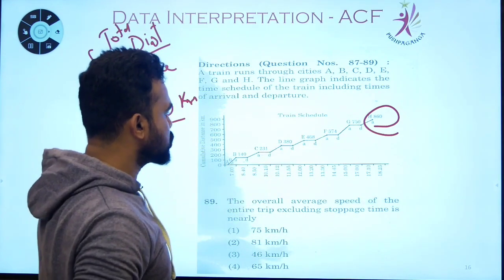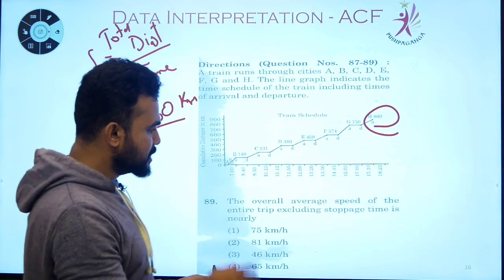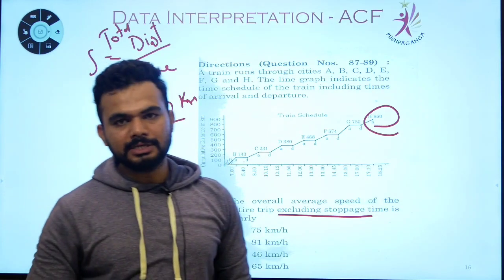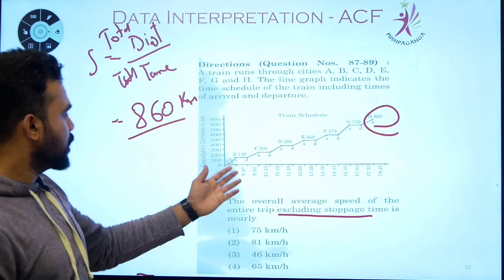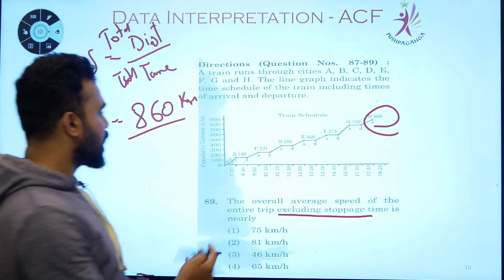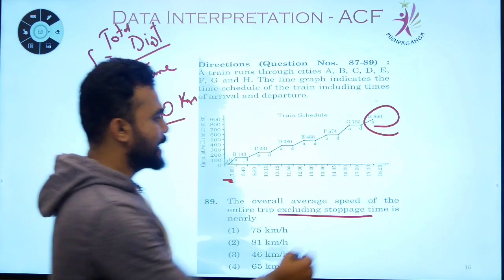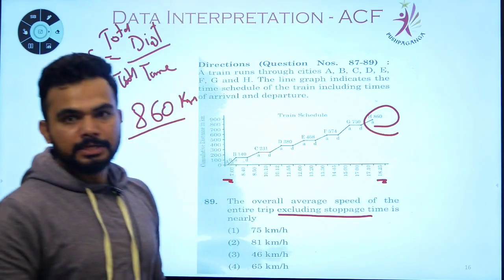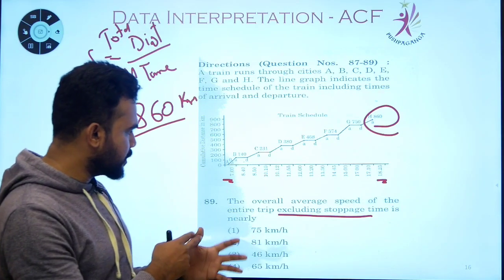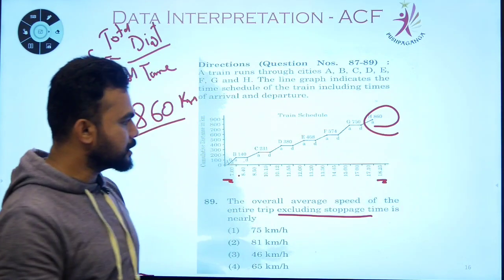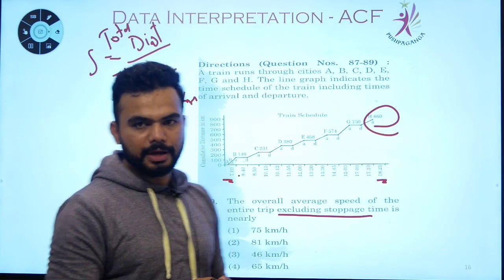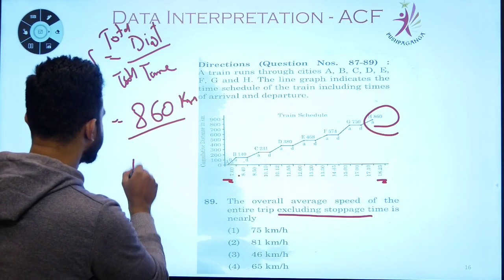He is not directly giving us the total time, and this question is asking excluding the stoppage. So before that, to know the total time, we need to calculate the total time taken including the stoppage. It starts from 7 o'clock in the morning and ends at 6:25 in the evening. From 7 to 6 in the evening it will be about 11 hours.